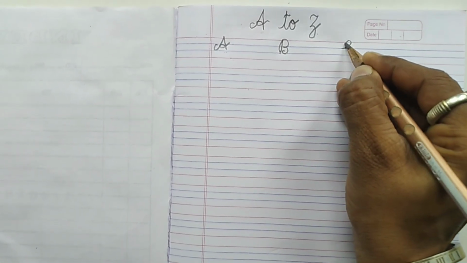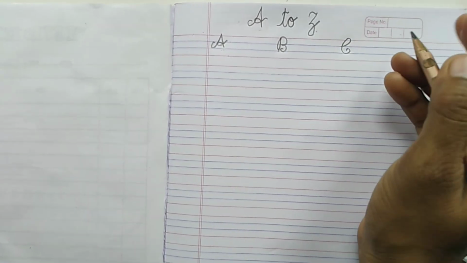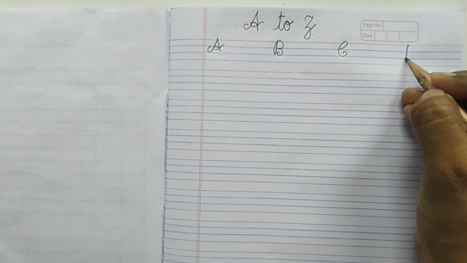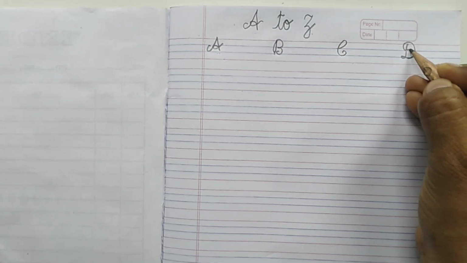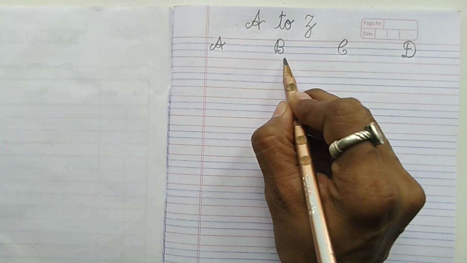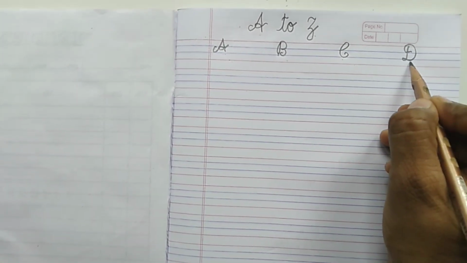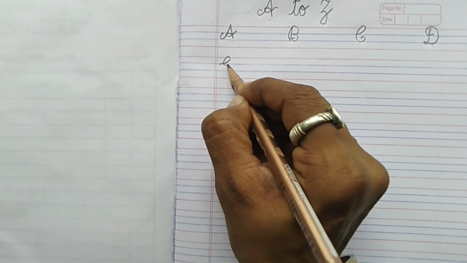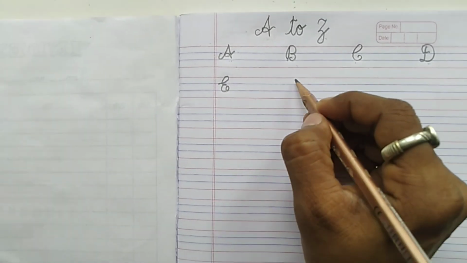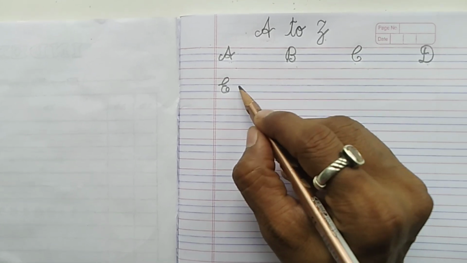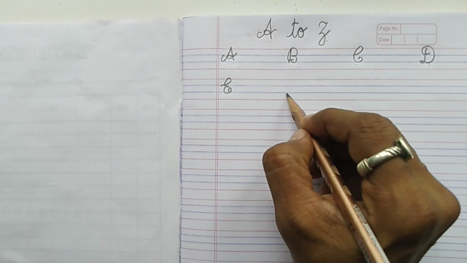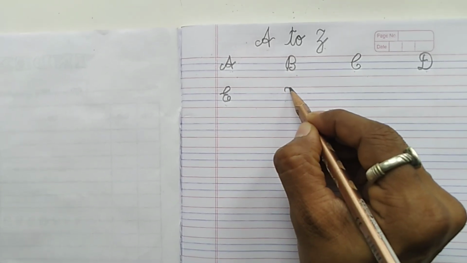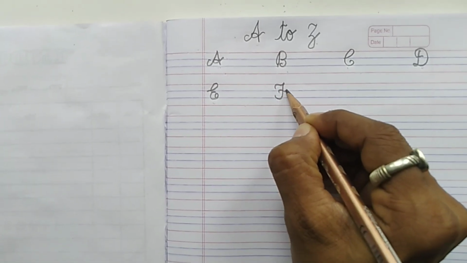C for cat. Keep two fingers. C after, D for dog. A, B, C, D. D after, E for elephant. Now here no need to keep two fingers, you know. This much space we have to leave. E for elephant. F for fish.